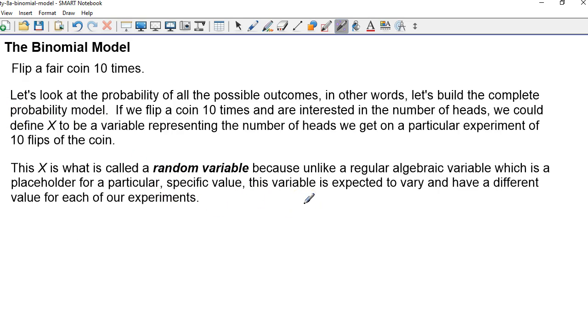Okay, let's actually look at the probability of all the possible outcomes. In other words, let's build the complete probability model. If we flipped a coin 10 times and we're interested in the number of heads, we could define X to be our variable that represents the number of heads we get on a particular experiment of 10 flips of the coin. This X, which we usually use a capital letter for, is what we call a random variable, because unlike a regular algebraic variable, which is a placeholder for a specific value, this variable is expected to vary and have a different value for each of our experiments. So it's a little bit different than a regular variable, but you can still think of it as a placeholder. It's just a placeholder for something that we expect to vary around.